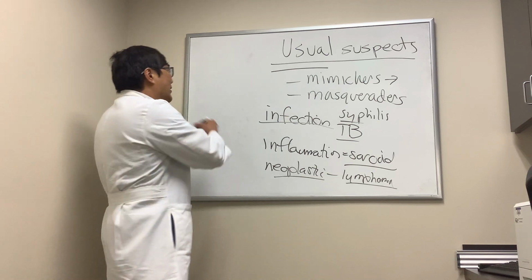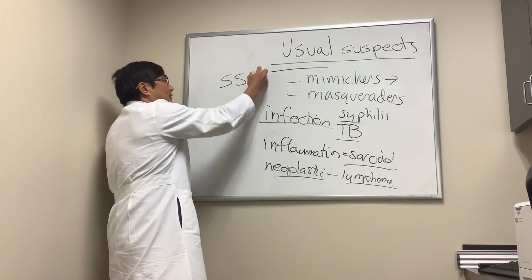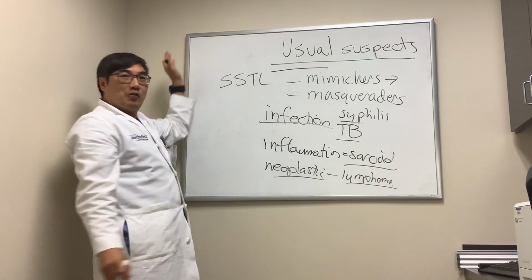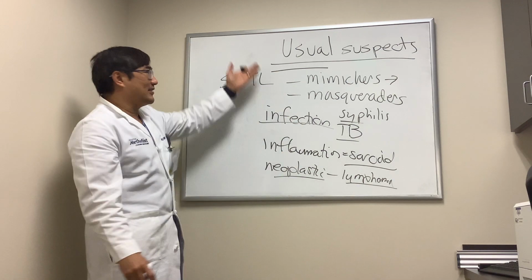So sometimes we just say it all in one word, SSTL, which is syphilis, sarcoid, tuberculosis, lymphoma. It's just like one word, SSTL. These are the usual suspects.